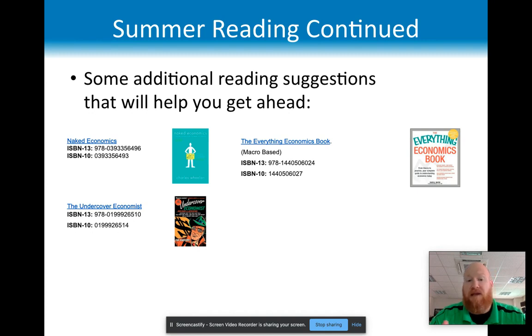Summer reading, these are things that I'm suggesting to you. These are books that I'm actually going to read this summer myself. Naked Economics is one book that's really good. It gets you really, really good information, and it gets it down to a level that everybody can start understanding. It's not on a high college reading level. So I know I said level a lot, sorry, but make sure that you get that done or look at these. Undercover Economics is really good. Everything Economics book, this is a really good one. It's macro based, but a lot of the principles again are very similar to what you saw before.